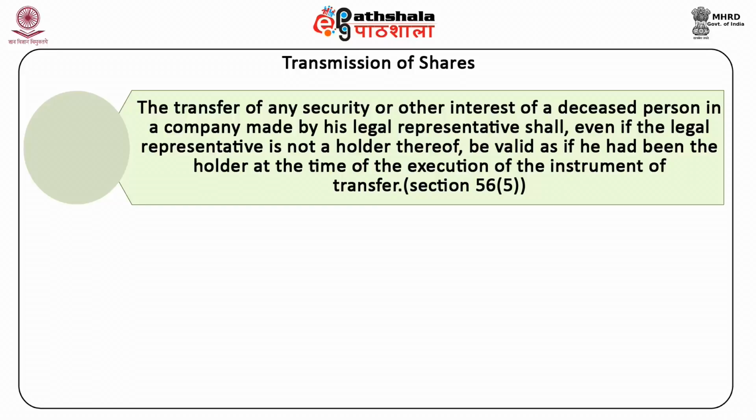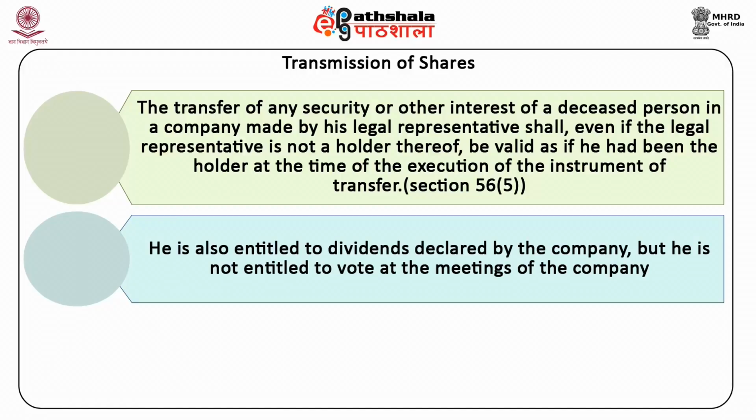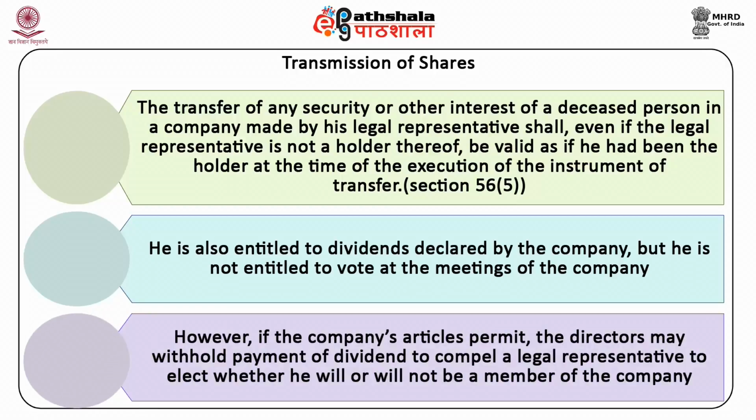Section 56, subsection 5. He is also entitled to dividends declared by the company, but he is not entitled to vote at the meetings of the company. However, if the company's articles permit, the directors may withhold payments of dividend to compel a legal representative to elect whether he will or will not be a member of the company.